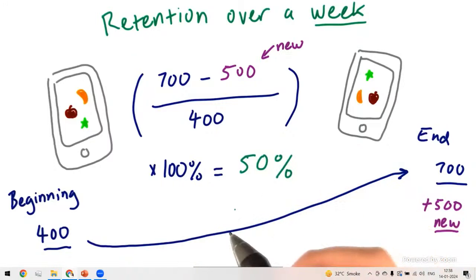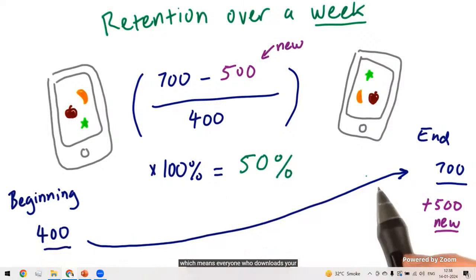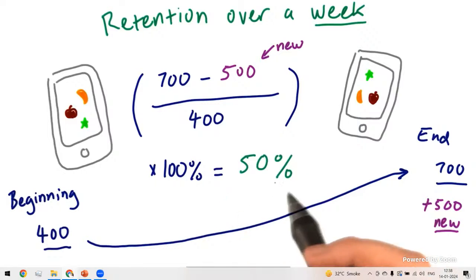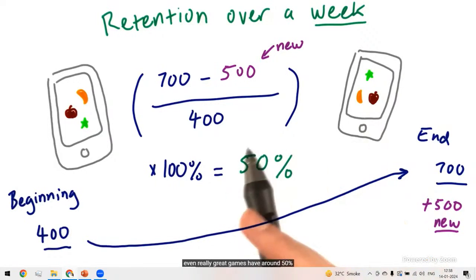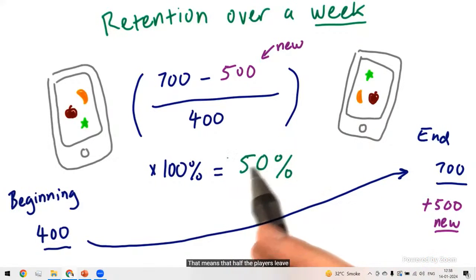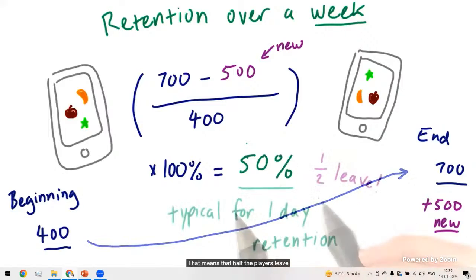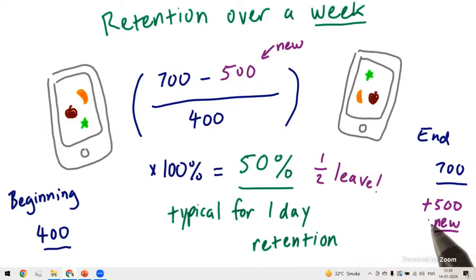Ideally, we'd want 100% retention, which means everyone who downloads your game keeps playing it and never quits. But no game has perfect retention, and even really great games have around 50% retention after just the first day. That means that half the players leave during the first 24 hours of playing. This seems like a lot of people leaving, but it's considered pretty good retention, especially if your game is good at getting new players over time. It won't matter that a lot of older ones leave.